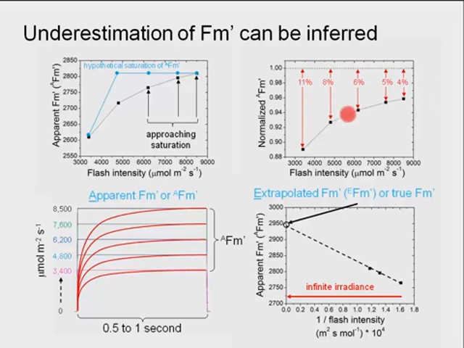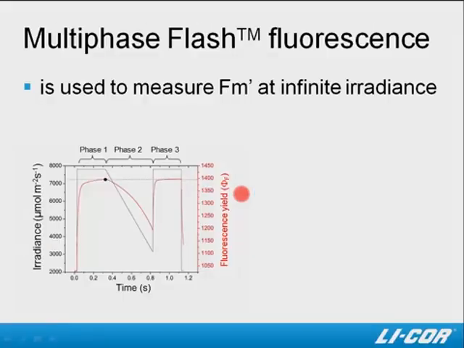Therefore, at LI-COR, we've developed a new method of more rapidly estimating FM prime at infinite irradiance. And that method is based on what's referred to as a multiphase flash fluorescence. What I'm showing here are the changes in irradiance and fluorescence yield as a function of time during a typical multiphase flash, which consists of 3 contiguous phases of change in irradiance. So, for example, during phase 1, the irradiance is increased from a background intensity of 2,000 up to about 7,800 micromoles per meter squared per second for a duration of 300 milliseconds.